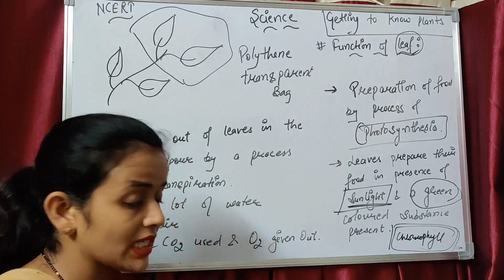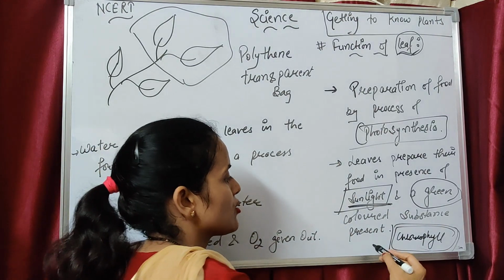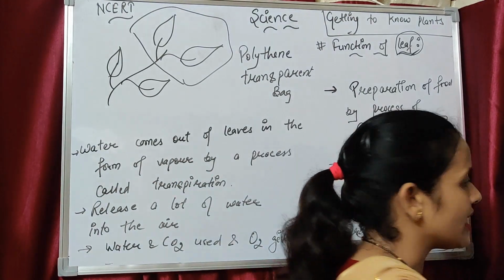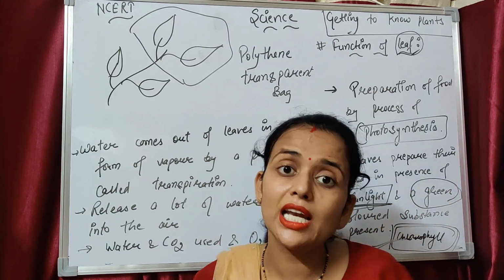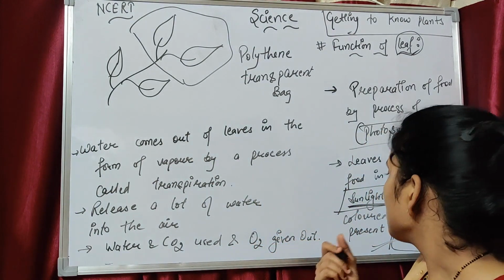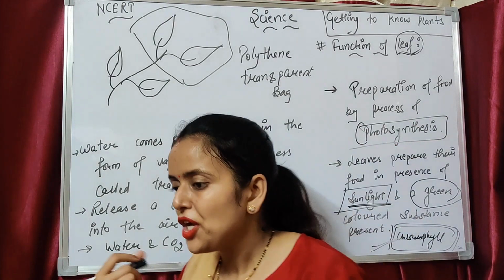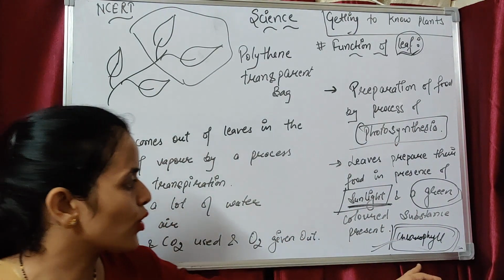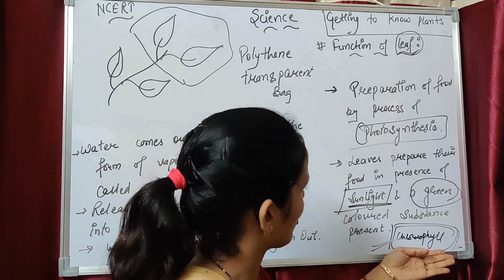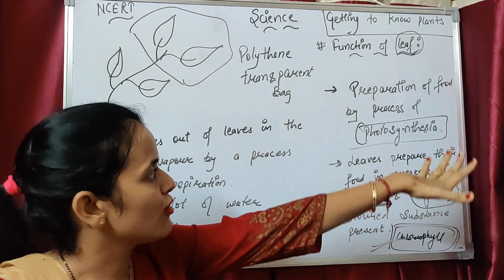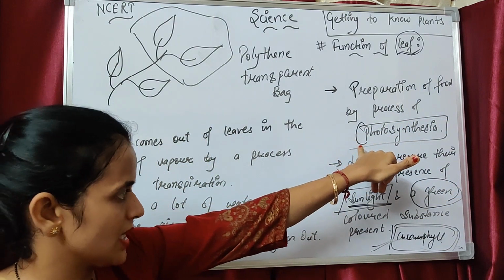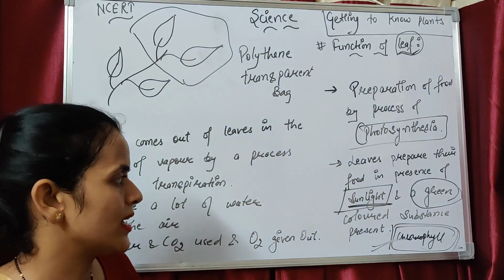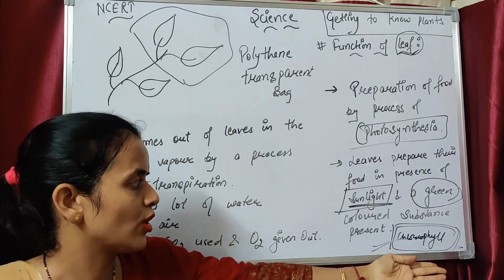Why are leaves green in color? Due to the presence of chlorophyll. Mainly, not always, leaves are green in color due to the presence of a green color substance named chlorophyll. So food is prepared by the process of photosynthesis, due to the presence of sunlight and chlorophyll.